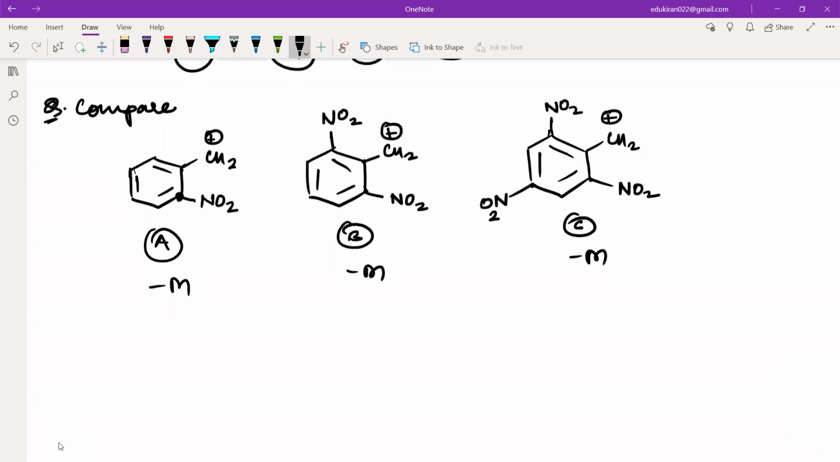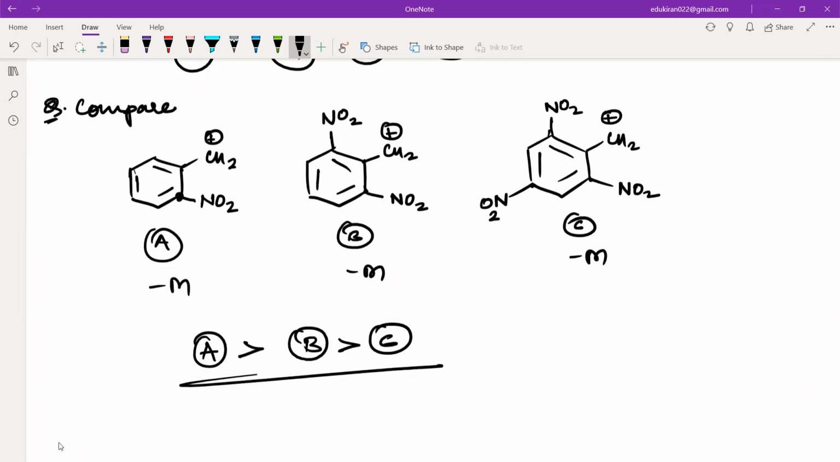Next thing is how many groups are there? So there is only one group here. Here we have 2 NO2, and here we have 3 NO2 groups, and that is why A will be most stable, because there is only one bucket which is trying to take electrons. In B we have 2 buckets, and in C we have 3 buckets. That is why this will be the order for the stability. So write this down. Let me know if you're done.